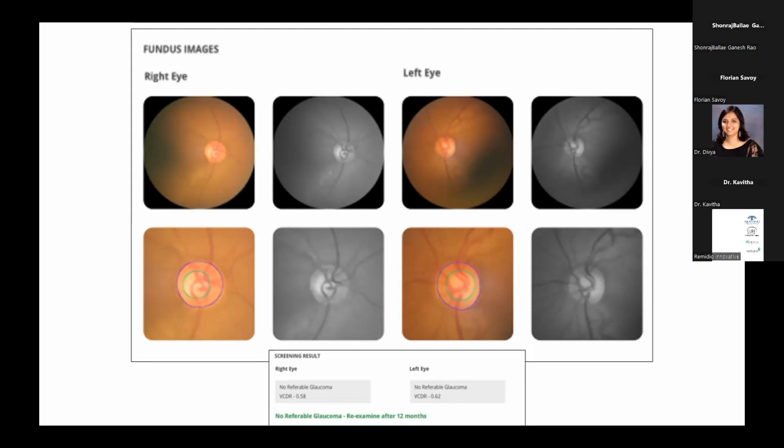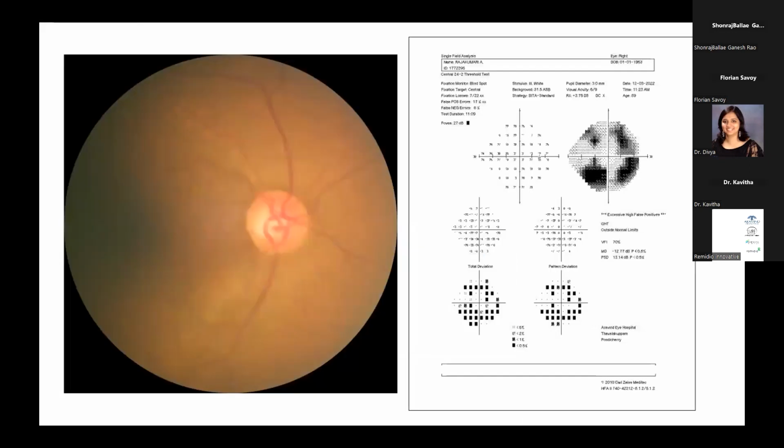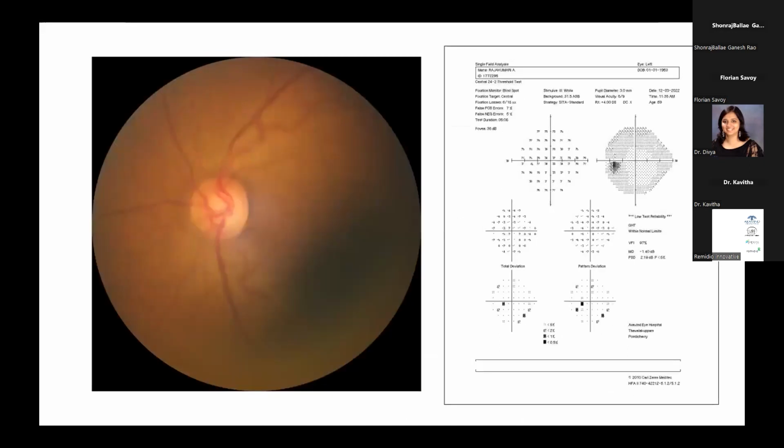So the camera was able to take a picture in the undilated pupil, and then the image was given by the AI. When the patient came to us, she was actually a PACS patient, and she underwent a PA, and she's under follow-up. Whether she is getting converted into PACG, she is under follow-up, but at present she is a normal patient. So this is the visual field, the first field, which was showing learning defects, and the left eye is normal.